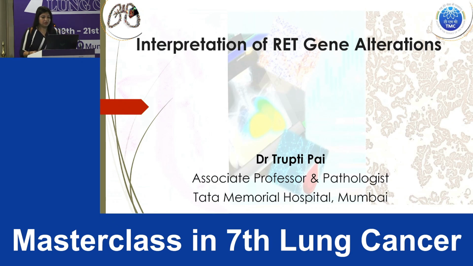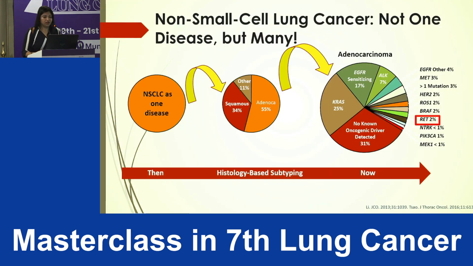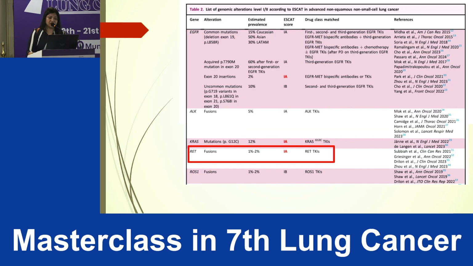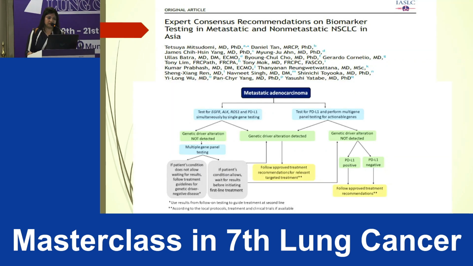So for the next 10 minutes I will be talking on RET gene alterations. Before moving on to the RET gene alterations, let's see what the recommendations are about RET gene fusion or alterations. If we see the recently published ESMO working group recommendations for NGS, RET fusion is included as an ESCAT score 1A, like any other EGFR, ALK or ROS alteration.